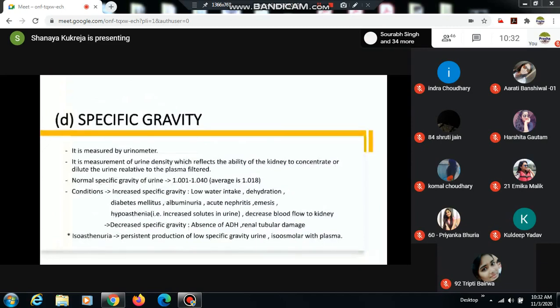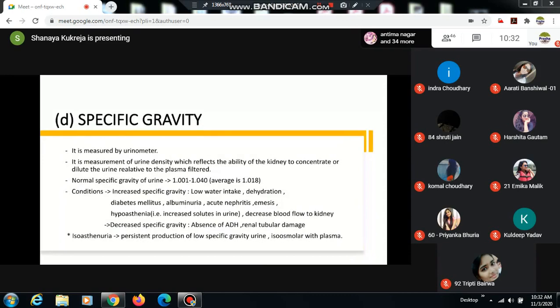Fourth is specific gravity. It is measured by a urinometer. It is a measurement of urine density which reflects the ability of the kidney to concentrate or dilute the urine relative to the plasma, which is filtered, or plasma density. Normal specific gravity is 1.001 to 1.040 and average normal specific gravity is 1.018.